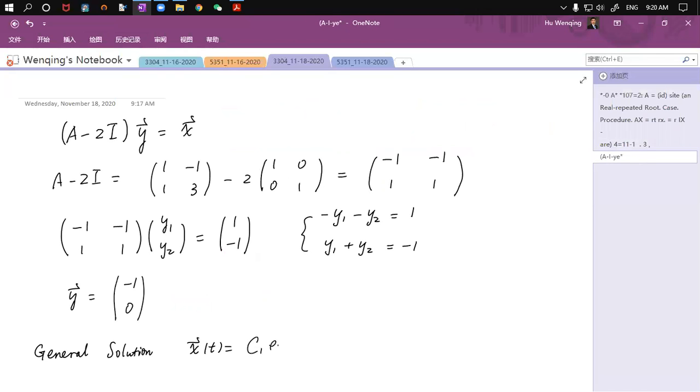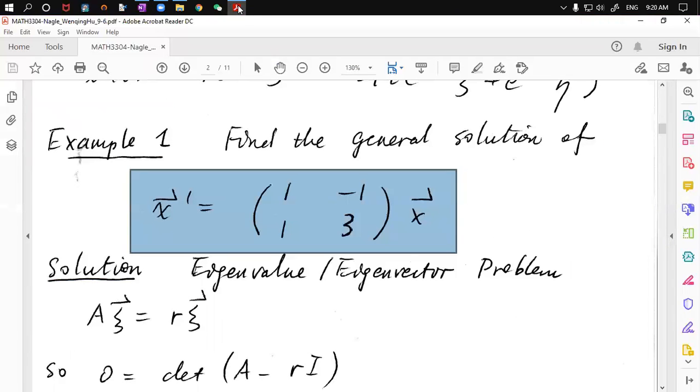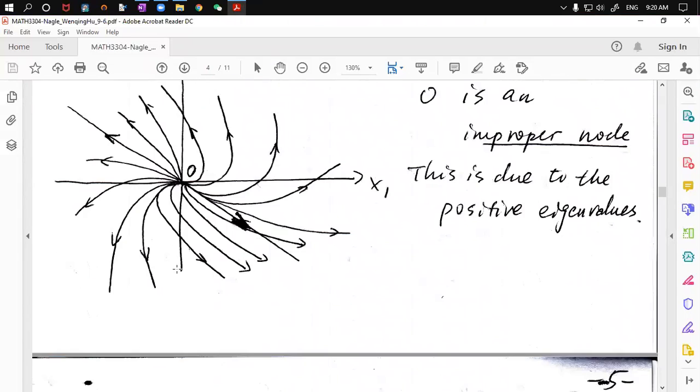It's going to be C1 e to the power of 2t multiplied by the vector x that we just found, which is [1, -1], plus C2 t times e to the power of 2t times the vector [1, -1] that we just found, plus e to the power of 2t multiplied by [-1, 0], which is the new vector that you find. Is that good for everybody? Okay, so that's the general solution to the original problem. So that's an example of how we solve such a repeated root case.